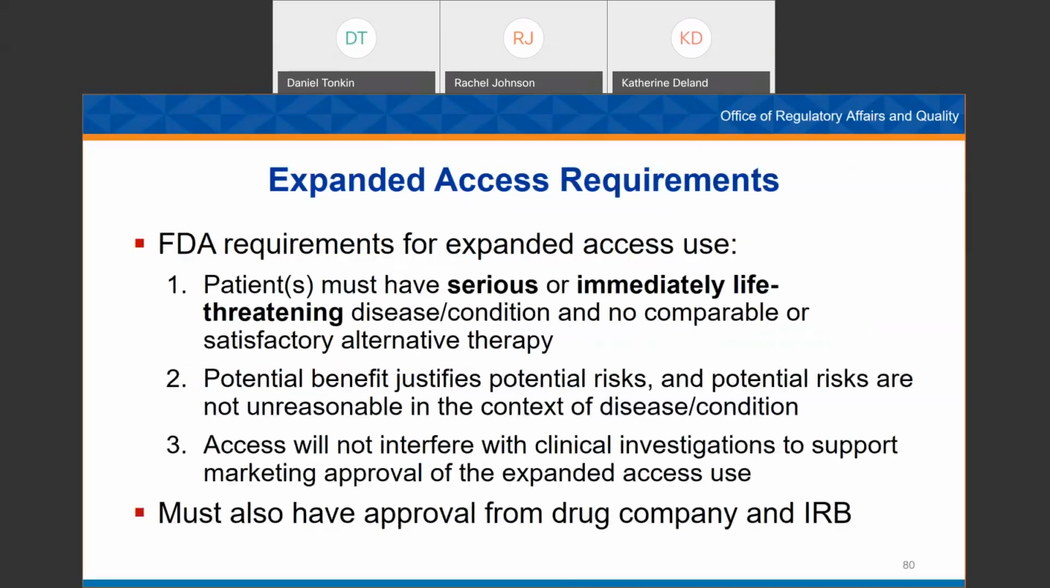Expanded access is generally considered when enrollment in an ongoing clinical trial is not possible. FDA's specific requirements for expanded access are that the patient needs to have a serious and immediately life-threatening condition with no satisfactory alternative treatments. The potential benefit from the expanded access has to justify the risks, and those potential risks cannot be considered unreasonable in the context of the patient situation.